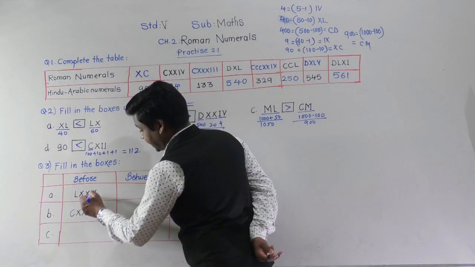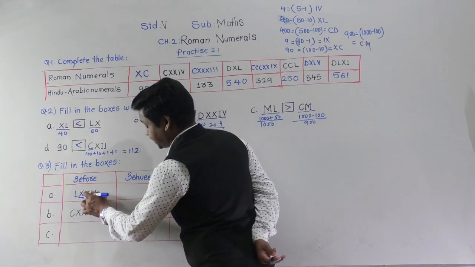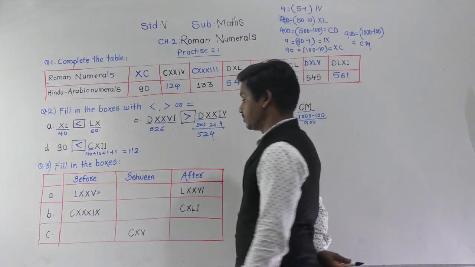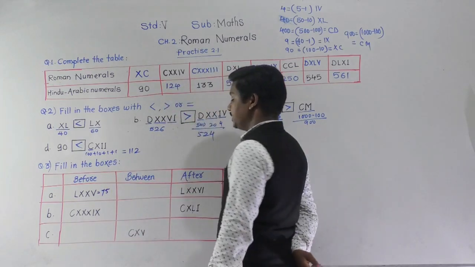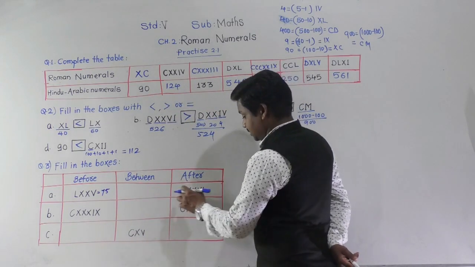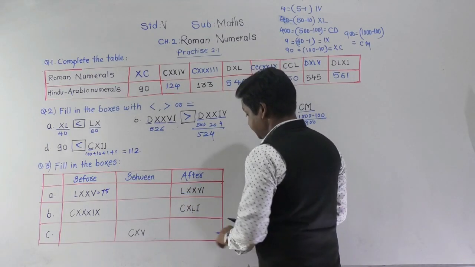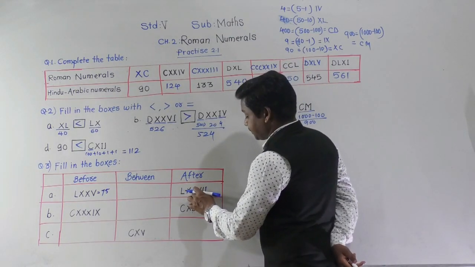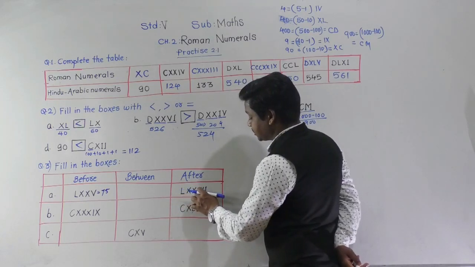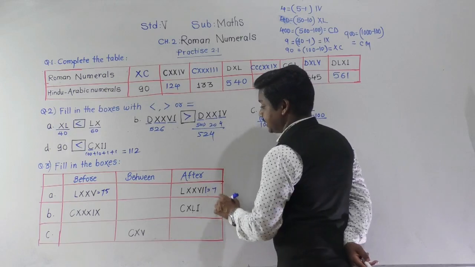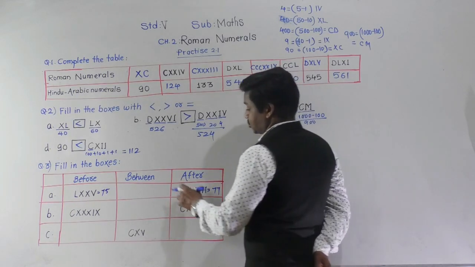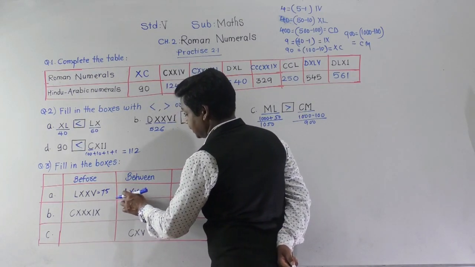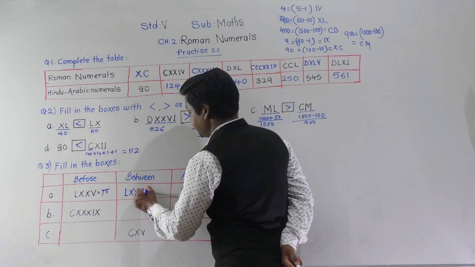Now see this LXXV means what? L means 50, XX means 20, right? So 50 plus 20 is 70 and this V means 5. So this is 75. Then after 75 there will be 76. And see here, this LXXVII: L means 50, XX means 20 and VII means 7. That is 77, correct? So here there must be 76, and how to write 76? LXX means 70 and for 6, VI, okay?